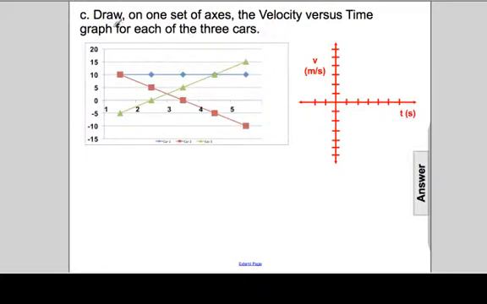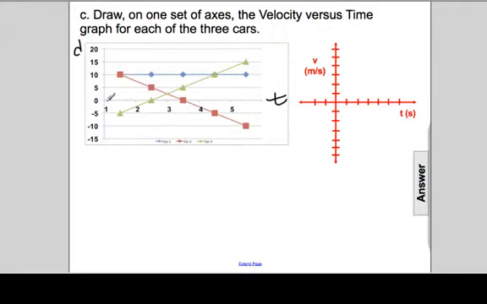Alright, in this slide what we're going to do is draw the axis of a velocity versus time graph for each of the cars. There are 3 cars in this presentation: blue, red, and green, and we're given a displacement versus time graph, or it's a location versus time graph.